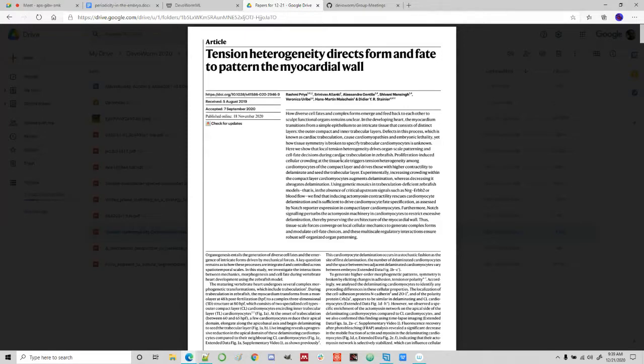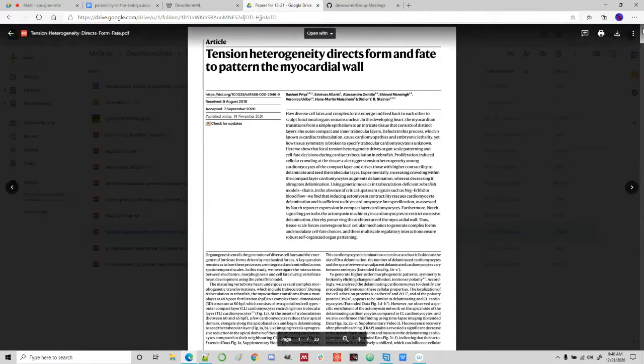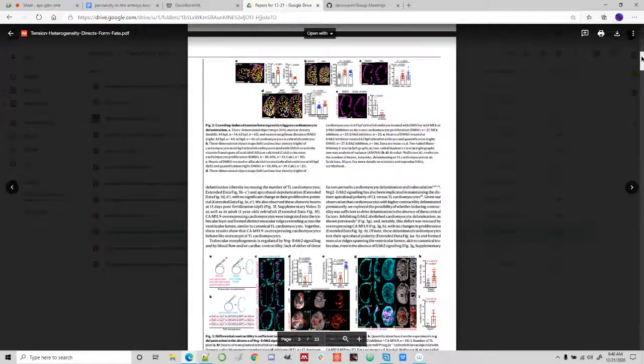Proliferation-induced cellular crowding at the tissue scale triggers tension heterogeneity among cardiomyocytes of the compact layer and drives those with higher contractility to delaminate and seed the trabecular layer. So this means that, let's see if there are any figures. I know that's a lot of words. It's hard to really know what they're talking about.